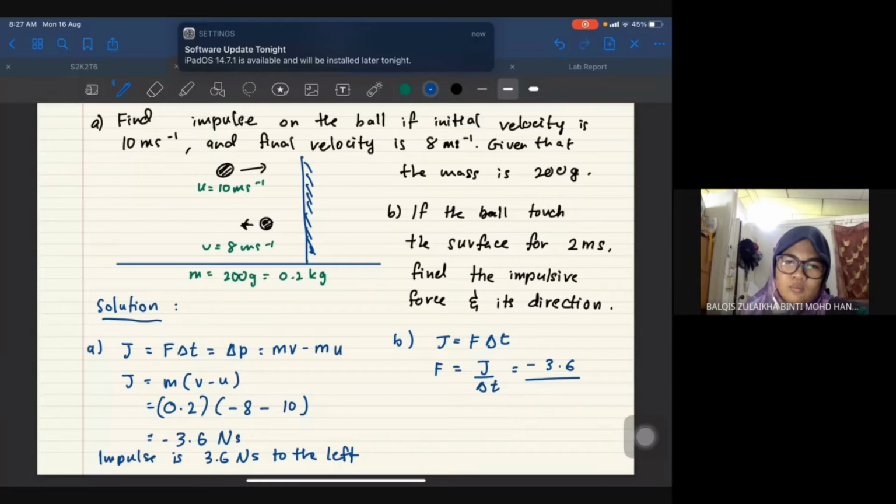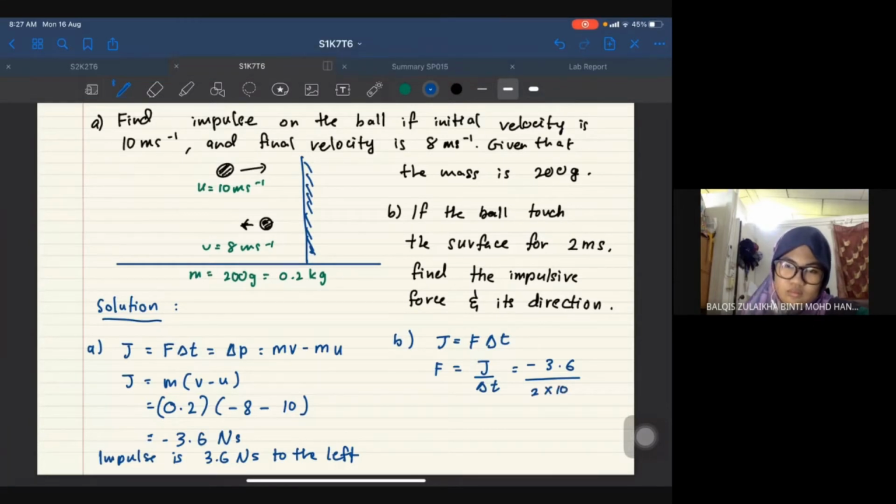Delta T is equals to 2 milliseconds, which is 2 times 10 to the power of negative 3. Okay, that one is prefix. Chapter 1. So ada yang masalah with the prefix tak? Mili, kilo, micro, okay kan? Okay, so I got here is 1800 Newton. I got a negative as well. So what does it mean by this answer? Force dia ke kiri. Okay, correct.